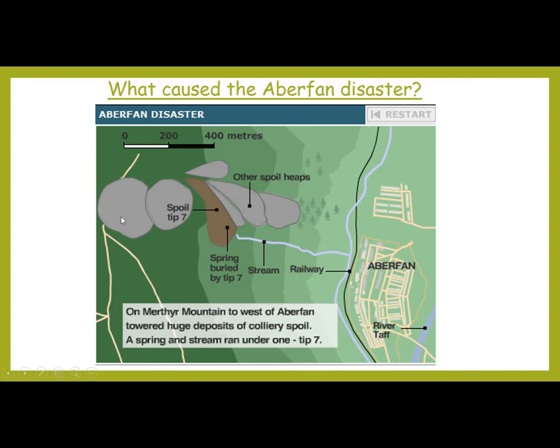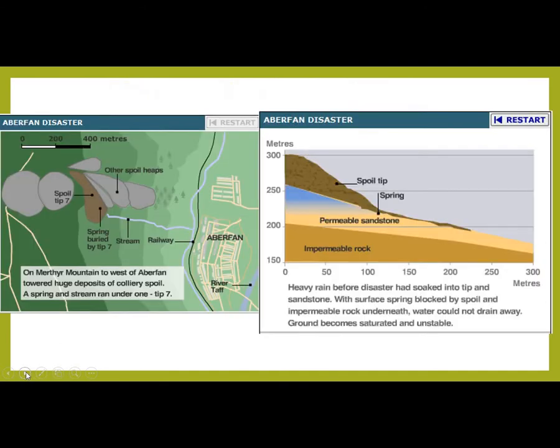Up on the mountainside, you've got several spoil tips. I think there's actually 9 of them. And it was spoil tip 7 that they were monitoring particularly closely because the spring runs underneath it. The stream runs underneath the edge of spoil tip 7. And here's your other spoil tips. There's forestry around the mountainside here, and another river and road at the bottom here, and then the village at the bottom of the hill. So that was the picture we were just looking at.